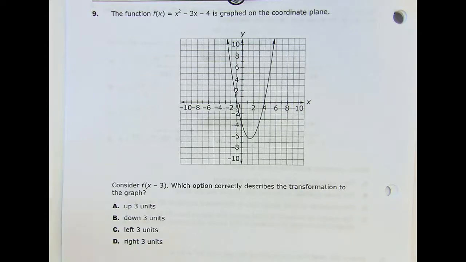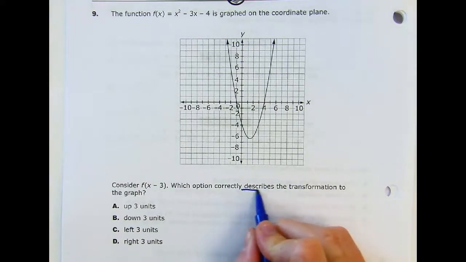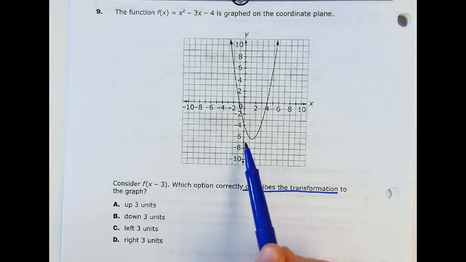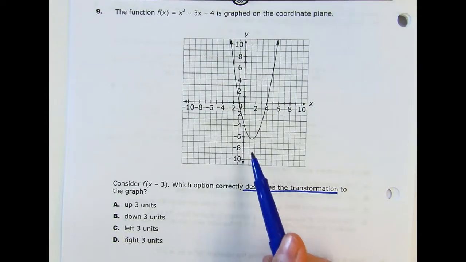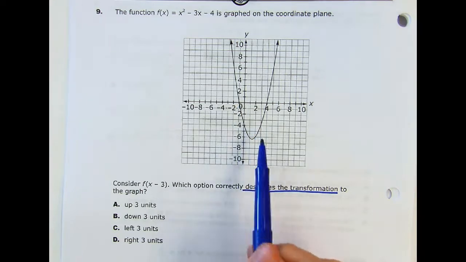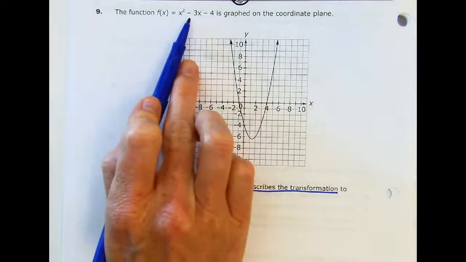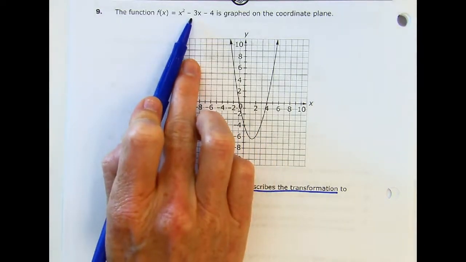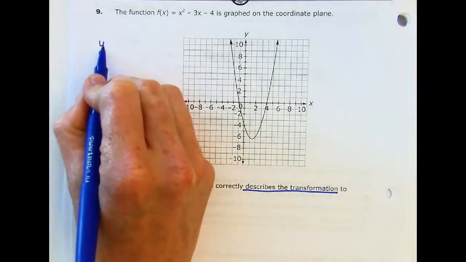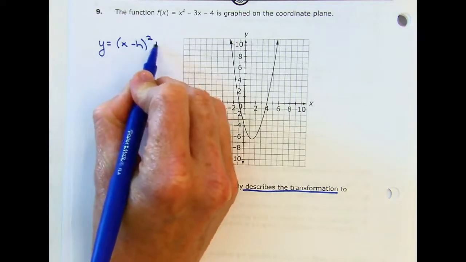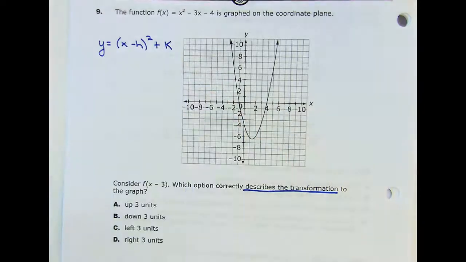Now on this question you may have been a little confused as to what exactly it was asking, but the clue is telling you to describe the transformation. So this parabola has been translated to give you the parabola. Now when we taught this, we taught you that you can complete the square on this parabola and get it into vertex form. And this was the vertex form that we taught you.